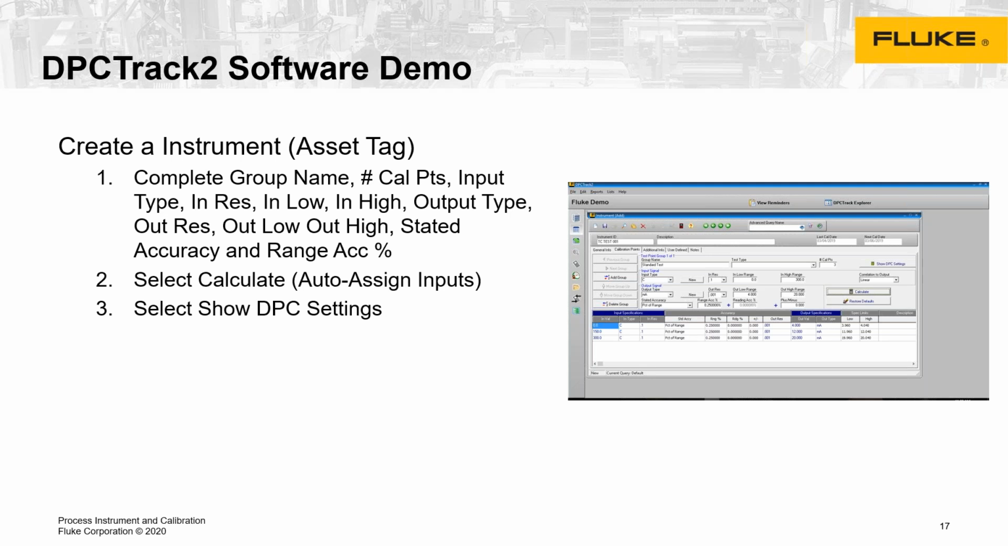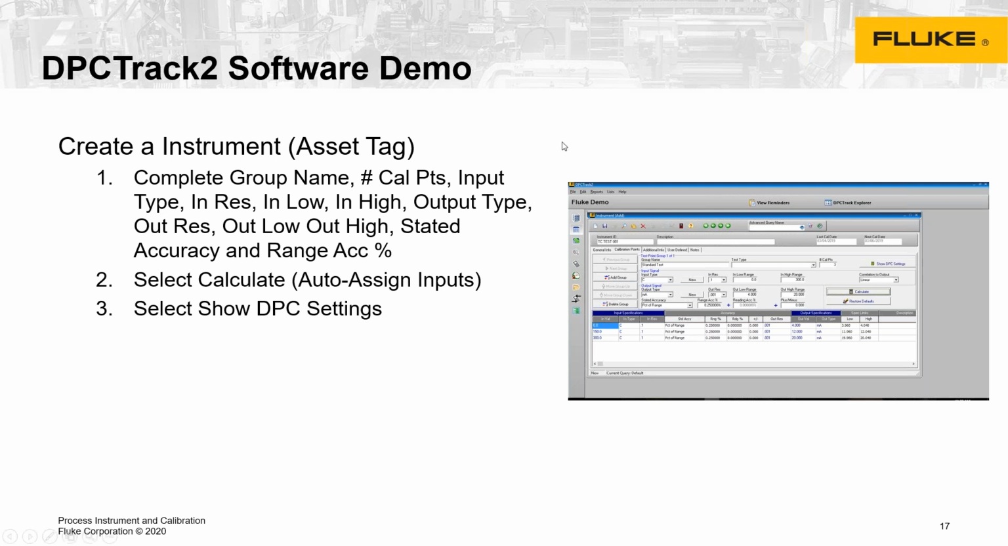At this point, we're going to use a stated accuracy of percent of range of 0.25% with no added plus or minus. The stated accuracy can be percent of range, percent of span, percent of reading, plus or minus. So there's ways to build complex accuracies depending on what your SOP requires.